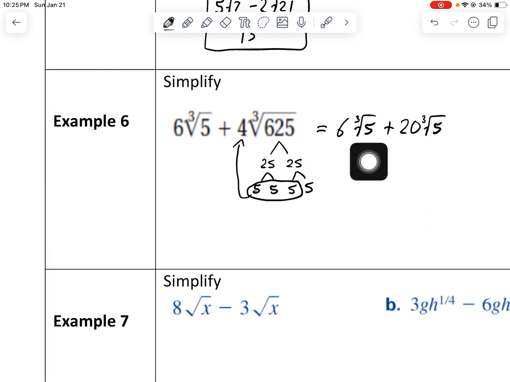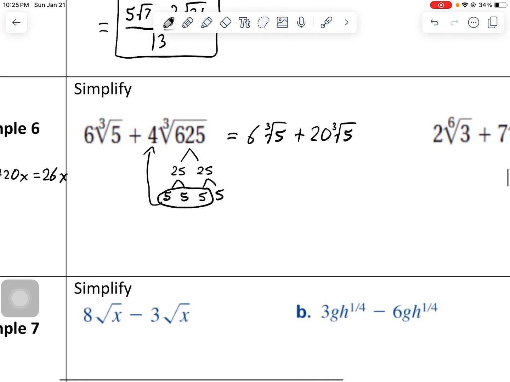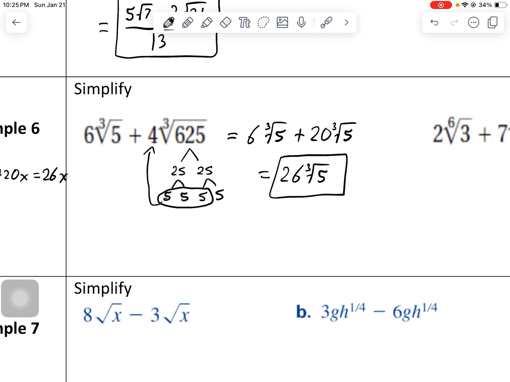This problem here, when you're adding radicals, now that I have the matching index and the matching radicand, the 5s, it's like if you were adding 6x with 20x. That becomes 26x. The x part doesn't change, it's just the coefficients. So here this would become 26 times the cubed root of 5. And that is our answer there.